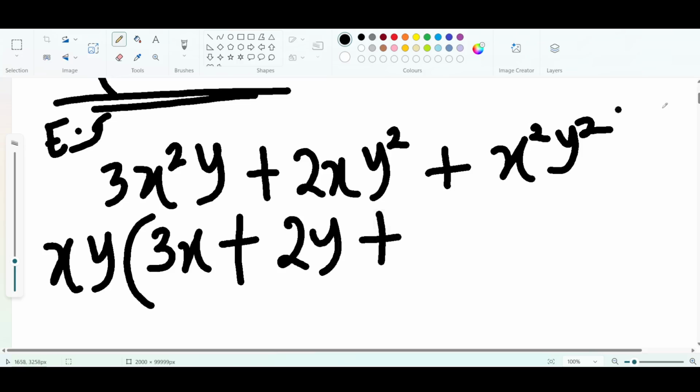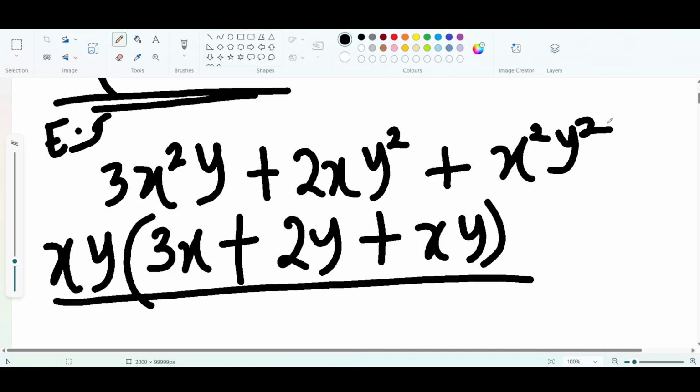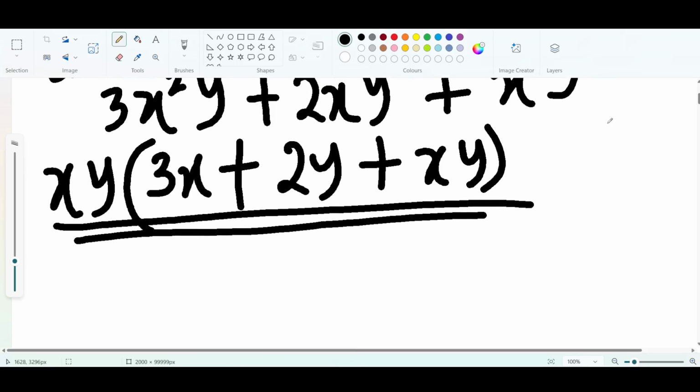And for this one, x and y, this is x squared, this is y squared. When this x cuts this x, that is one of the x here, one x will be left. When this y cuts this y squared, one of the y will be left. So we are left with x, y. So this is how we factorize this expression. So this is the factorization of the expression.